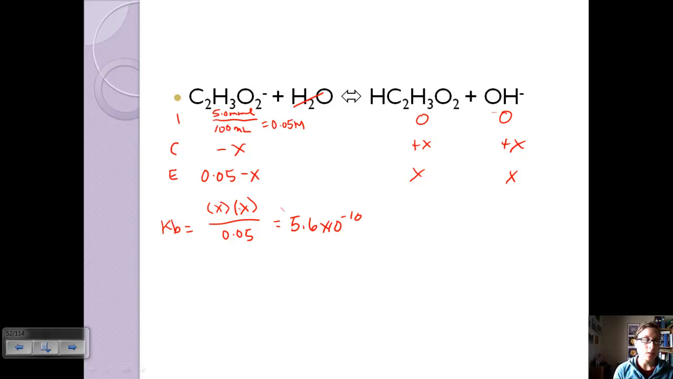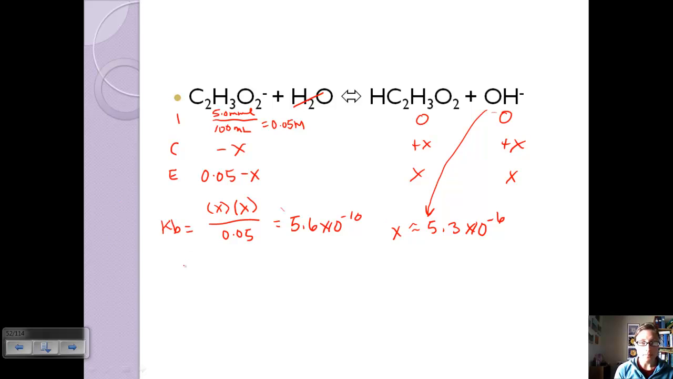And so we end up with x squared over 0.05. And so we can solve for x, and that's approximately equal to 5.3 times 10 to the negative 6. So we can check our approximation, and it's completely okay. This x is equal to the OH minus concentration. So if we want to find pH, we have to do a few more steps.